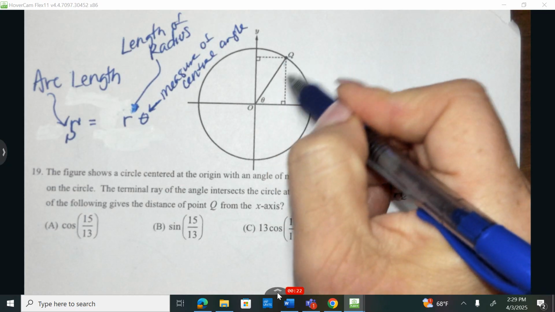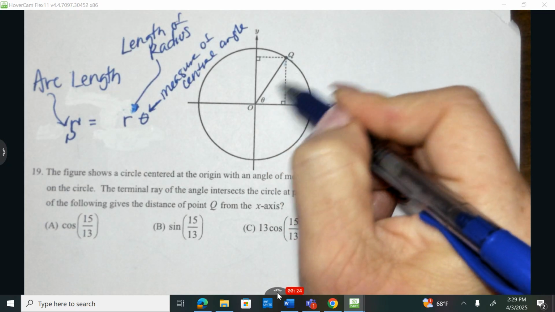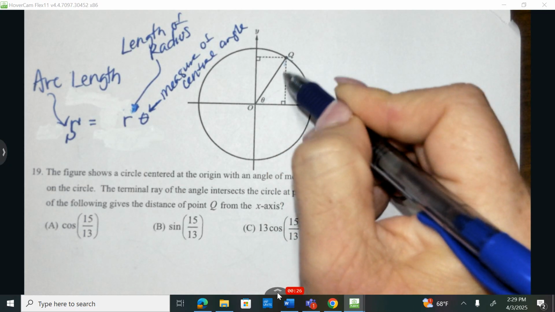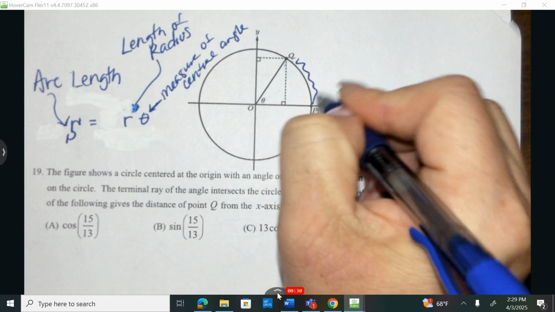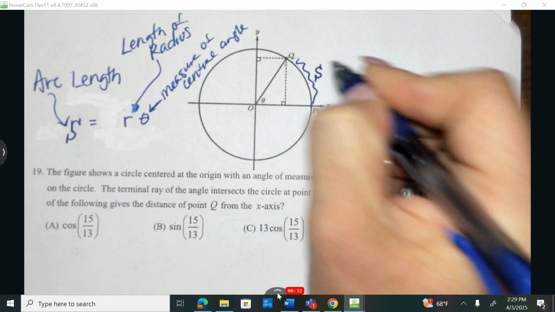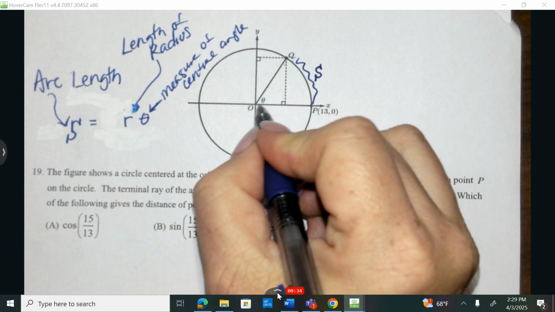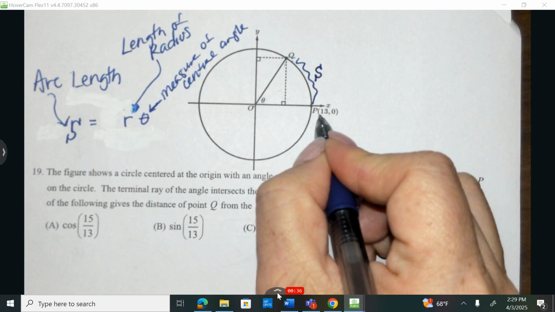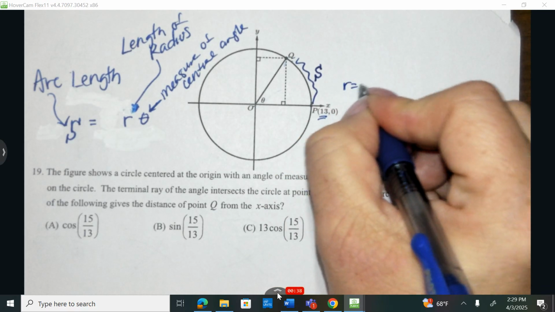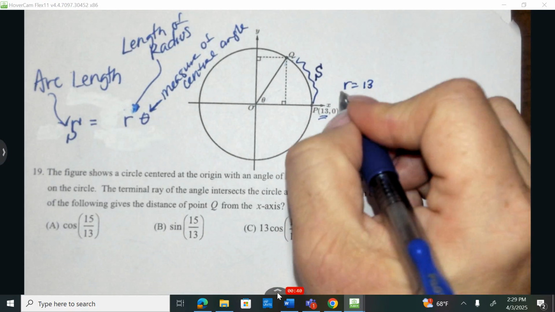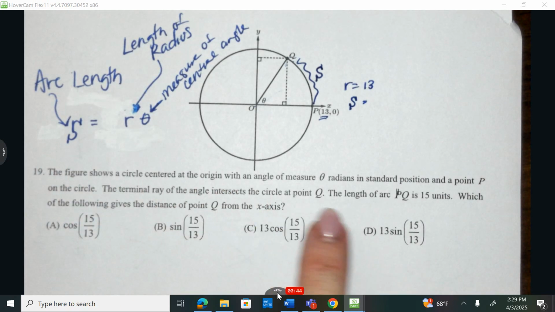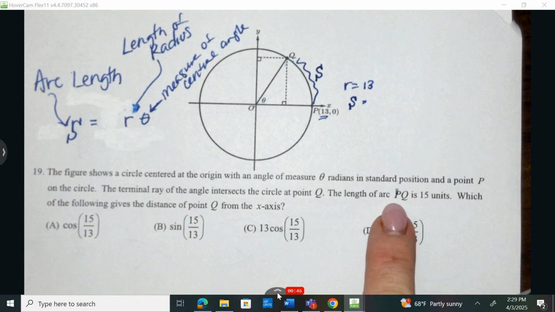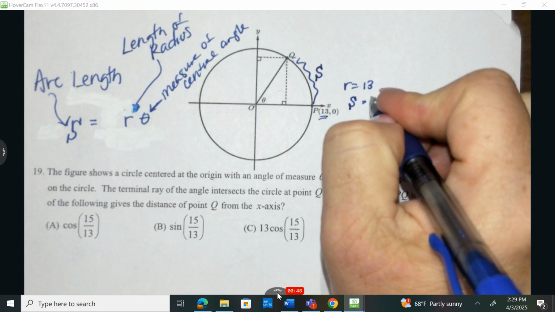So we're looking right here at this slice of pizza called a sector, right here, if I could color this in. And so the arc length right here, and I'm just going to do that so you can see that this is the arc length that we're talking about for this sector. R is the radius, and so we can see the radius here is going to be 13. So I know R is going to be equal to 13, and it already tells me that the length of the arc is going to be 15 from P to Q.